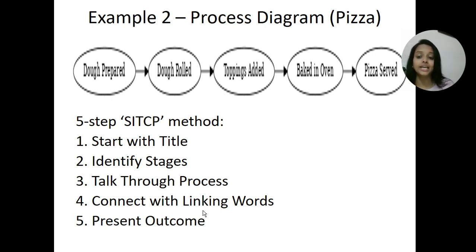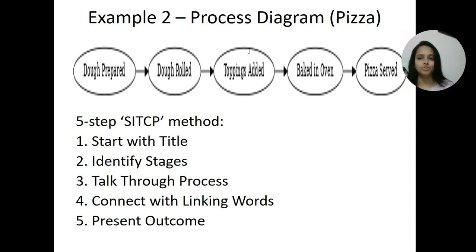And the fourth one is connect with linking words. So you can use transition words such as after, before, however, finally, firstly, secondly, all these things. Got it? And the fifth one is you have to present the outcome. Say, for example, the final product is a freshly baked pizza ready for consumption. Got it? Okay, so try to apply this SIT-CP method for your preparation and then come up with a response.